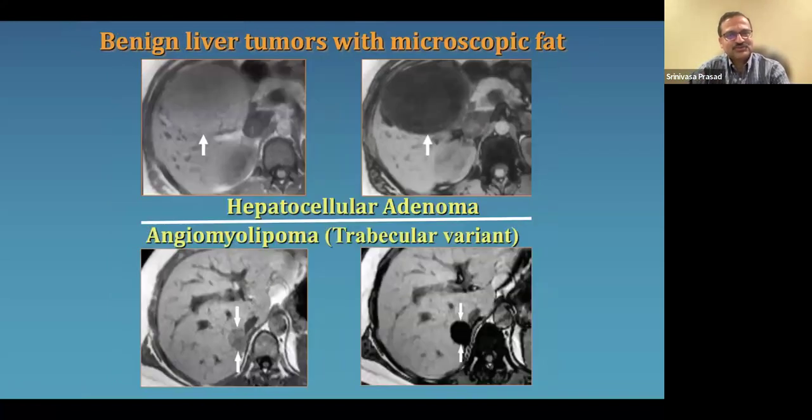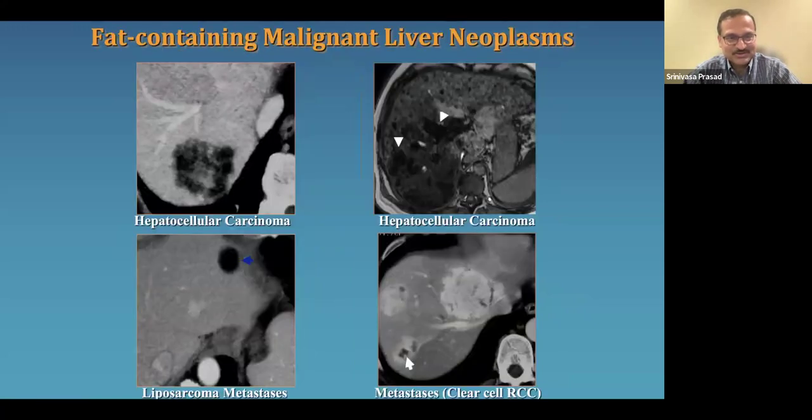What are some of the benign tumors with microscopic fat? Typically I would say just go home with the message that it's the adenomas that show a typical drop in signal intensity on out-of-phase images suggesting microscopic fat, but there's an extremely rare trabecular variant of angiomyolipoma that shows the same findings. But for all practical purposes, I think anything with microscopic fat is likely to be a hepatocellular adenoma.